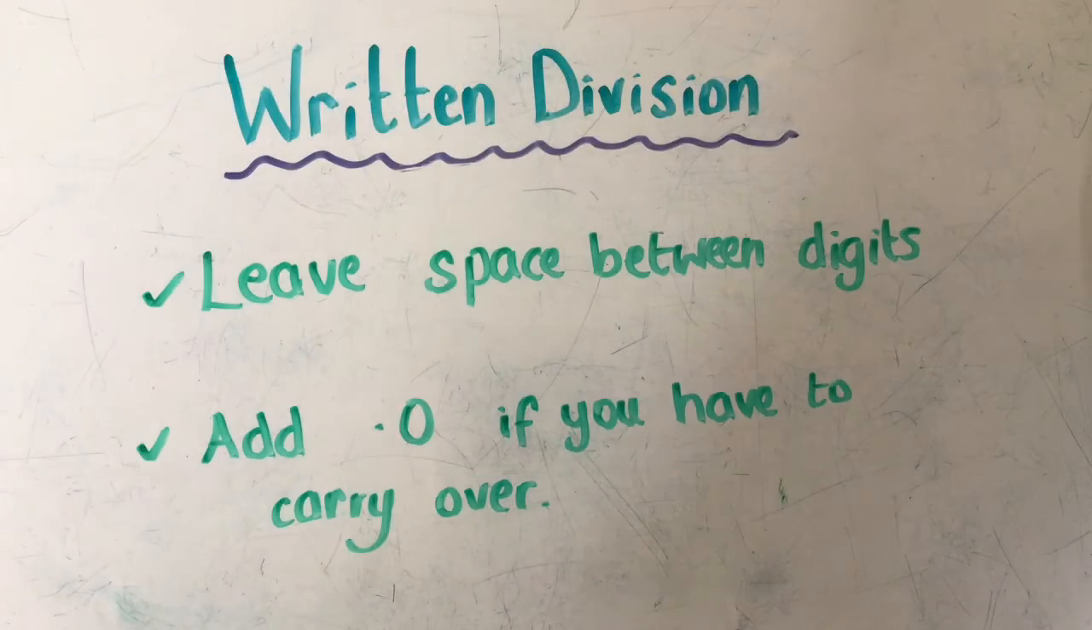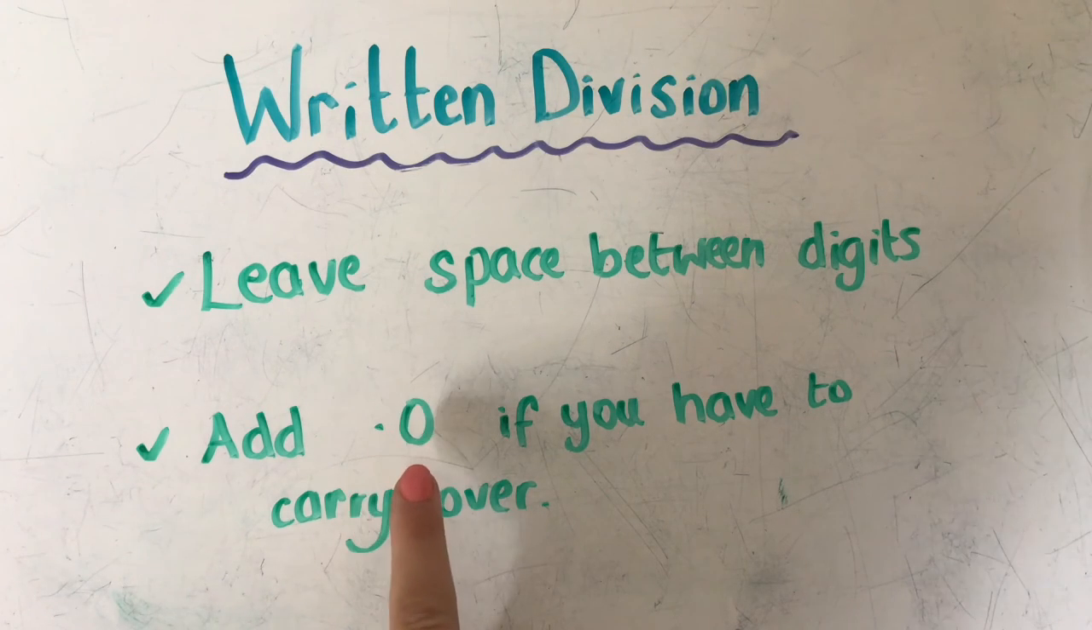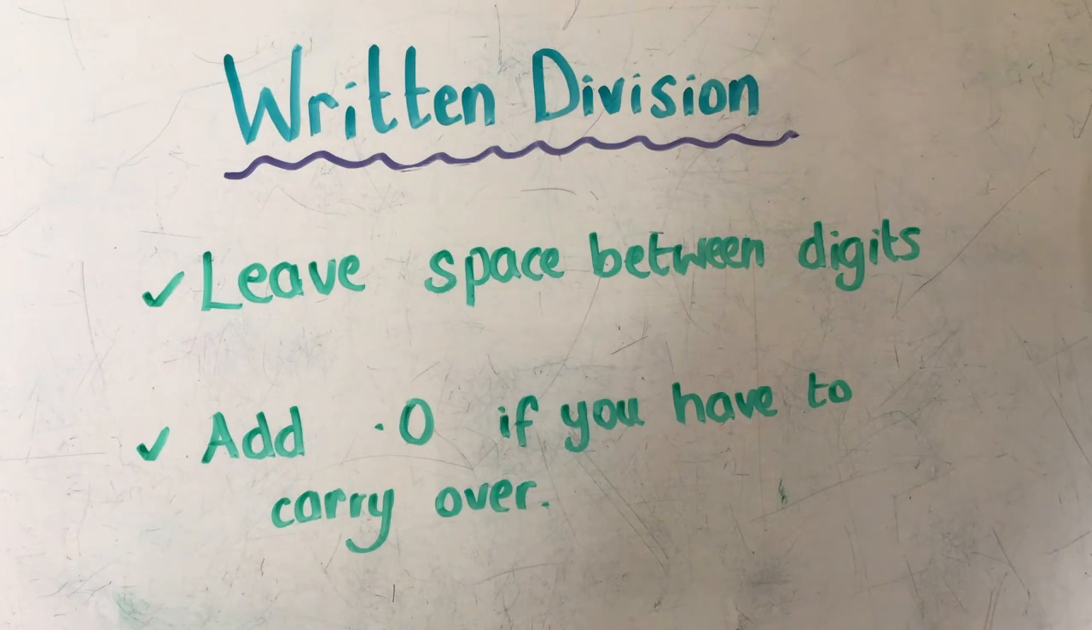So just to recap for written division, you always need to make sure that you leave space between your digits so that you have room to carry over. If you do have to carry over and you've run out of numbers to carry on to, then you add a decimal point and 0 and carry over in the usual way.